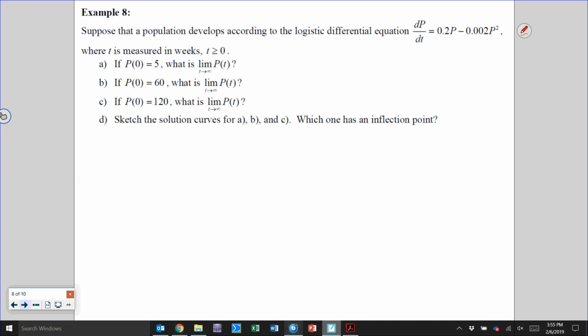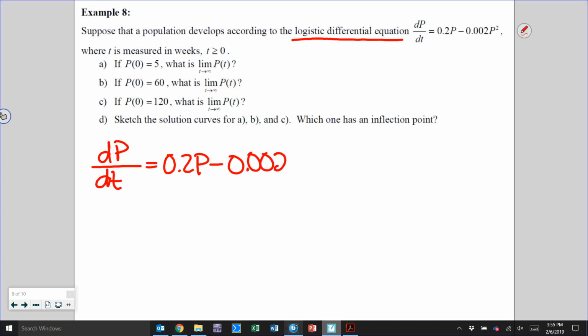Okay, so let's look at example 8. Suppose that we have a population that develops according to the logistic differential equation. So they told us it's logistic. It's dP/dt equals, well, here's the problem. We look at it, it doesn't look logistic. It's just not in the right format yet. So we're going to put it in the right format so that we're able to tell what we need to be able to notice out of this information.